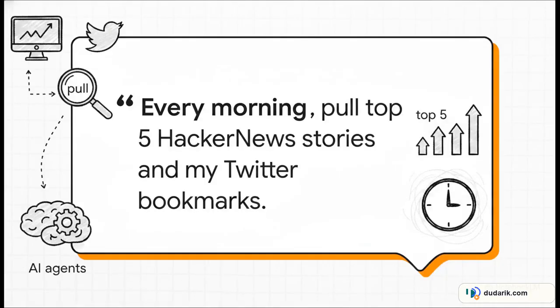Try imagining giving your AI this standing daily instruction. Every morning, pull the top 5 Hacker News stories, the top 3 r/programming posts, and my Twitter bookmarks. Then summarize them in 200 words. With autocli-skill, your agent aggregates and summarizes the whole shebang while you're just sipping your morning coffee. No manual tabs, no tedious copy-pasting.